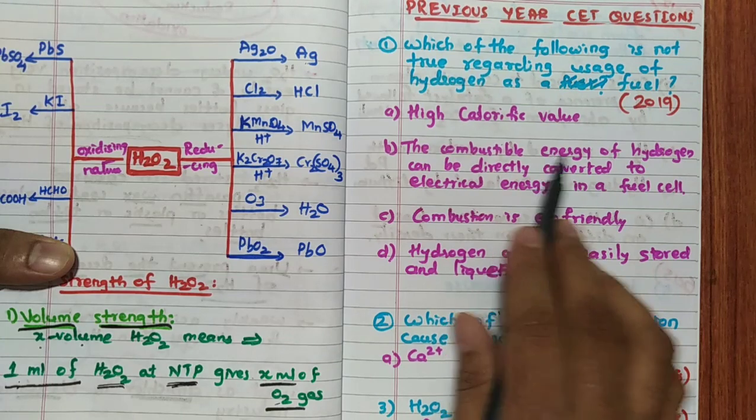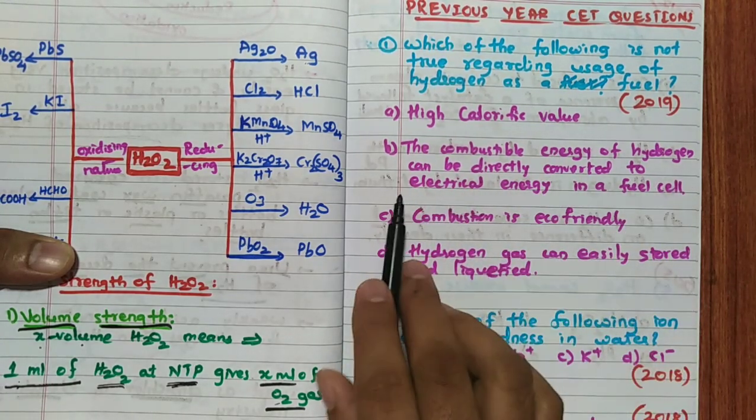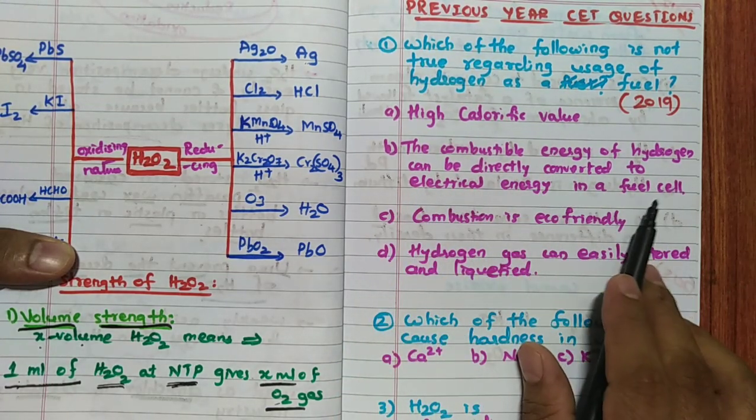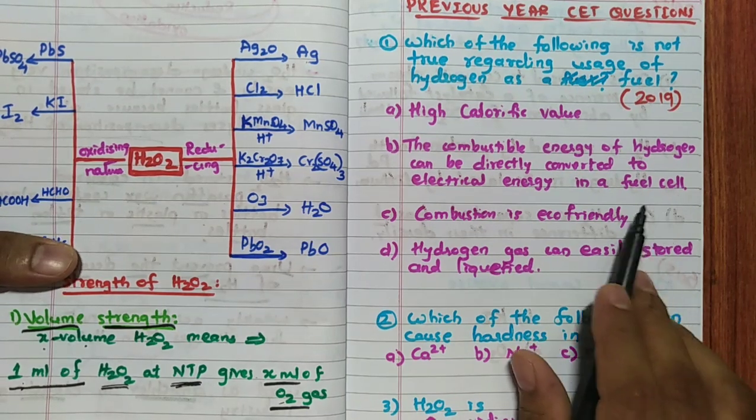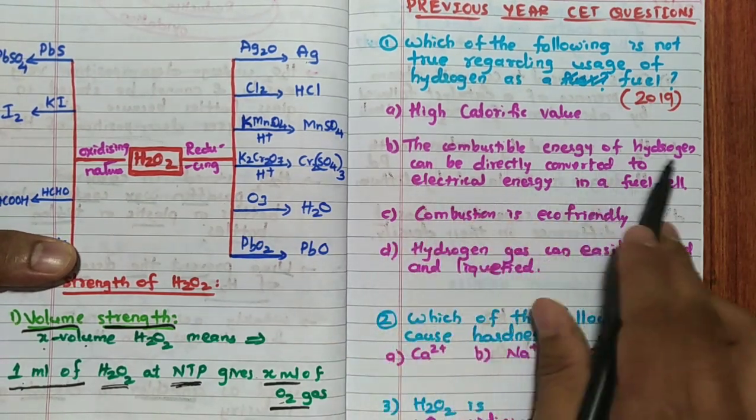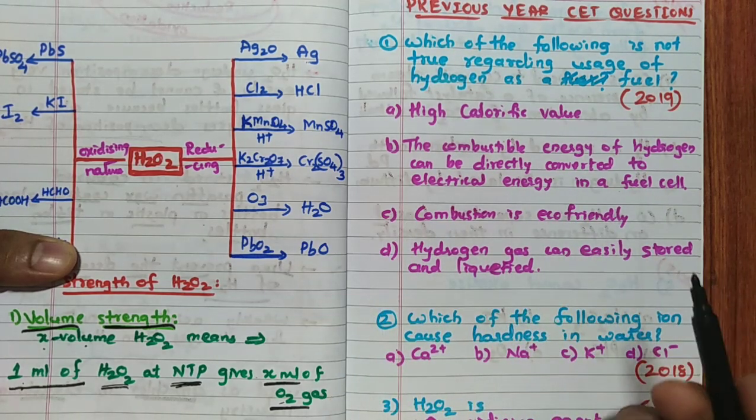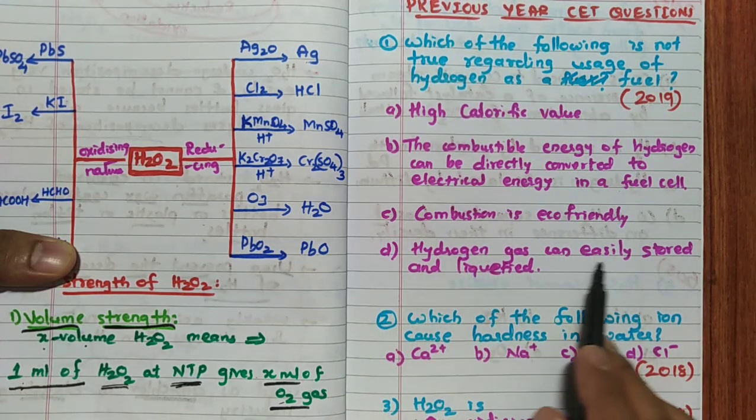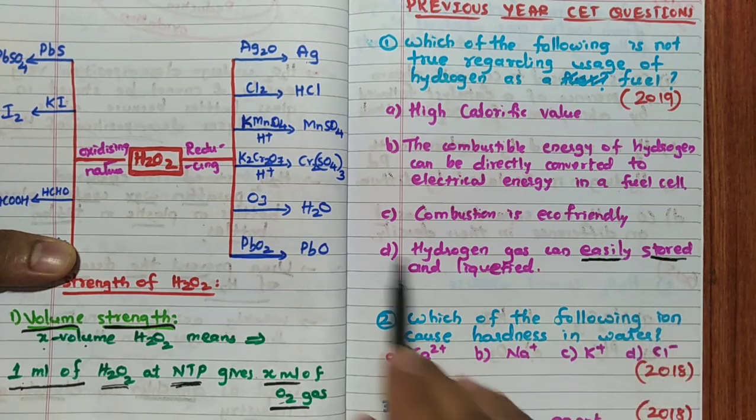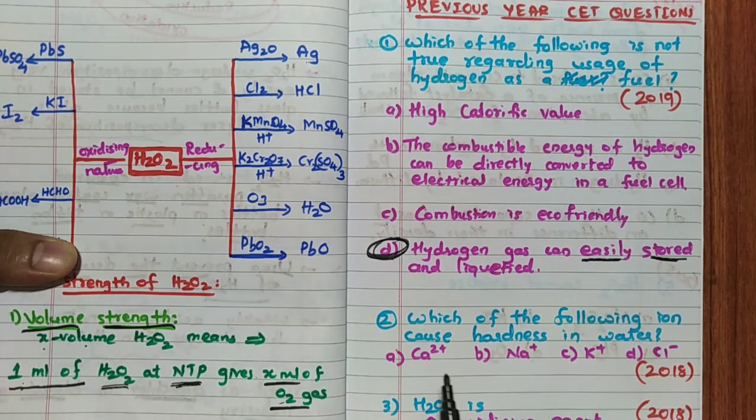The combustion energy of hydrogen can be directly converted into electric energy in a fuel cell. Electrochemistry chapter, you remember, in case of the fuel cell. So combustion energy of hydrogen can be directly converted into electric energy. That is also correct. Combustion is eco-friendly, definitely. But hydrogen gas can be easily stored, they are telling. So definitely the answer is D. You cannot store hydrogen easily, transport it easily or liquefy it easily. The reason for that is it is highly reactive.